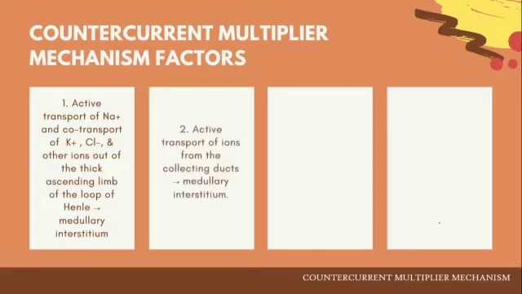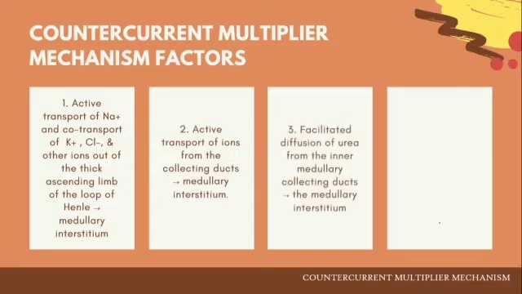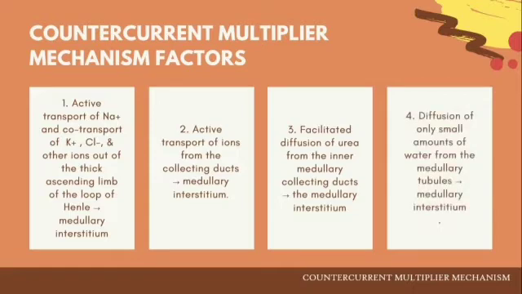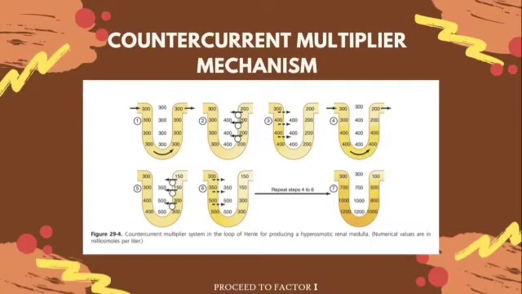Next is an active transport of ions from the collecting ducts going to the medullary interstitium. Third, the facilitated diffusion of urea from the inner medullary collecting ducts going to the medullary interstitium. Next is the diffusion of only small amounts of water from the medullary tubules going to the medullary interstitium. Now here are the steps that are causing the high osmolarity of the renal medullary interstitium. Please refer to this figure as we discuss each of the steps.